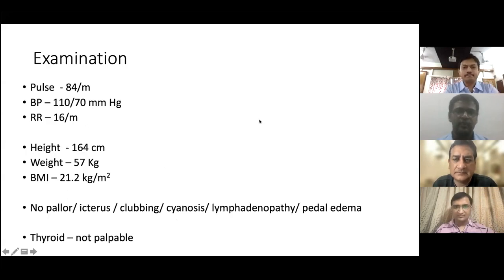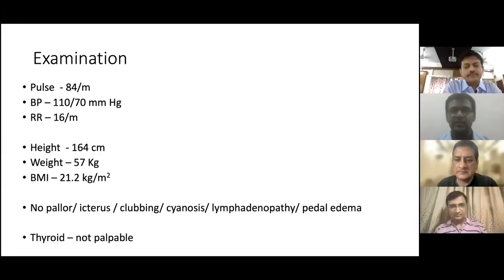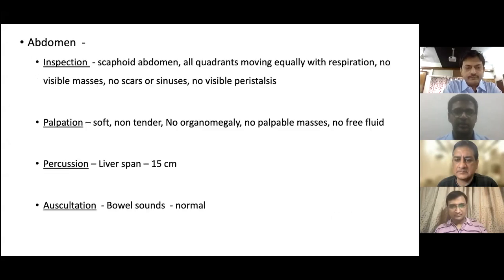On examination, his pulse rate was 84 per minute. His blood pressure was 110 by 70 millimeters of mercury. His respiratory rate was 16 per minute. His height was 164 centimeters with a weight of 57 kgs, and his BMI was 21.2 kg per meter square. There was no pallor, icterus, clubbing, cyanosis, lymphadenopathy, or pedal edema. His thyroid was not palpable.